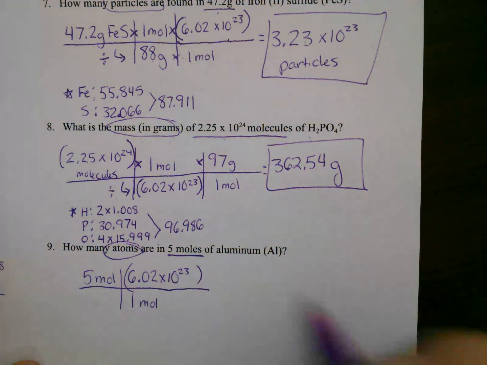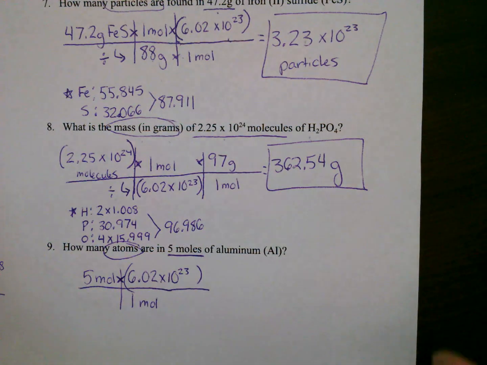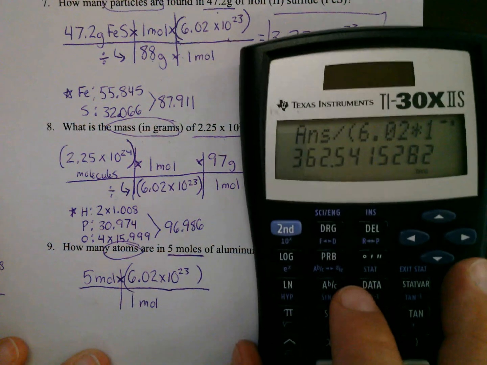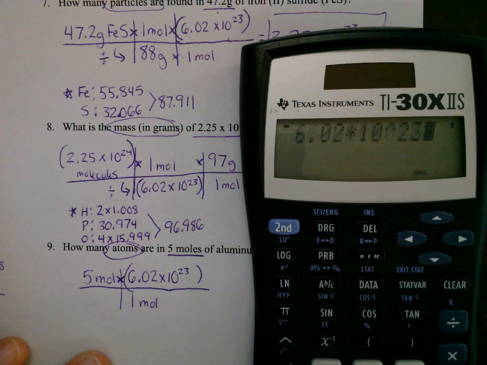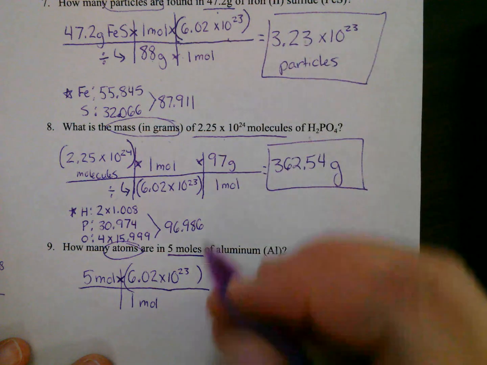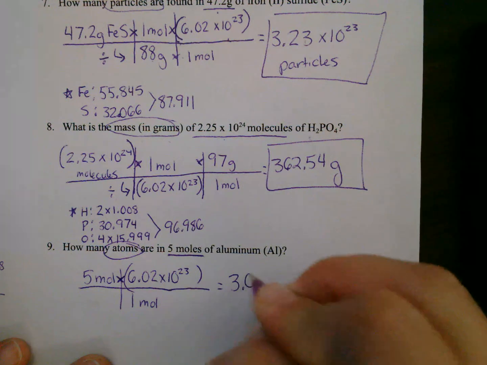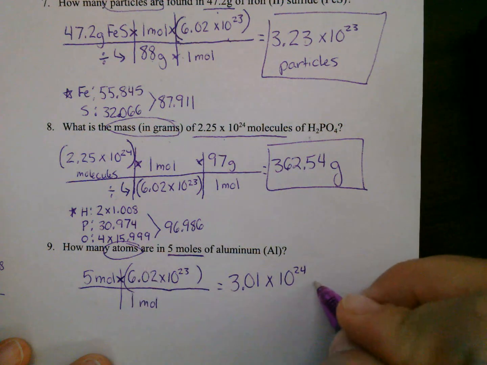Remember to put it in parentheses, and you're going to multiply the top row. You don't need to divide by 1. Any number divided by 1 is the same number. So we're going to do 5 times parentheses 6.02 times 10 caret 23. Close that out. That's 3.01 times 10 to the 24th. And those are our atoms.